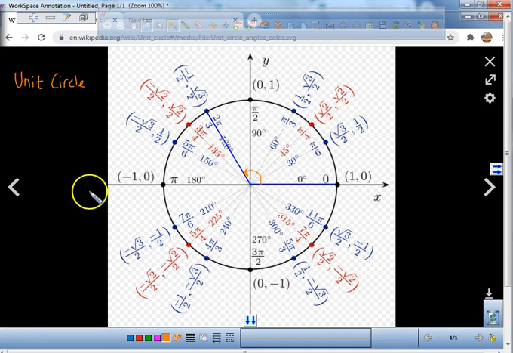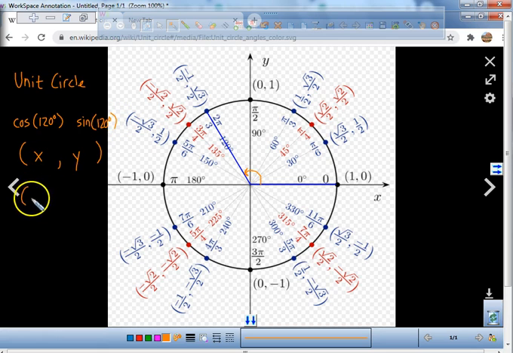If I say, what's the cosine of 120 degrees? Or what's the sine of 120 degrees? I want you to understand, in the unit circle, the x value and the y value are always related to cosine and sine. The x value will always be the cosine of whatever your degree is. And the y value will always be the sine of whatever your degree is. So let's check this out.